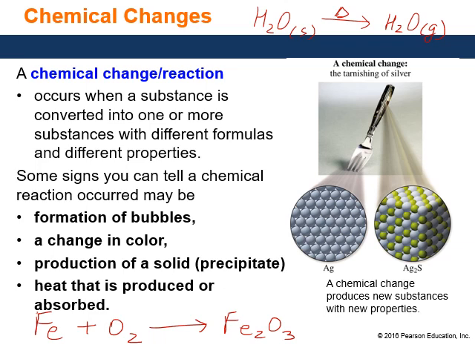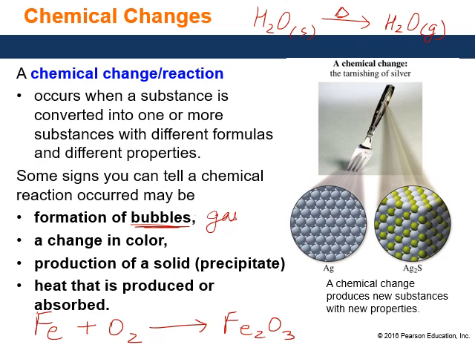Now there are some visible changes that usually occur during a chemical reaction, and these can act as evidence of a chemical reaction. For example, if you mix two things together and you suddenly see formation of bubbles. Bubbles would be produced when a gas is released as a product, which means this is an example of a chemical reaction. You did not have a gas in the beginning, but once you mix the reactants together, you have gas being produced. A change in color.